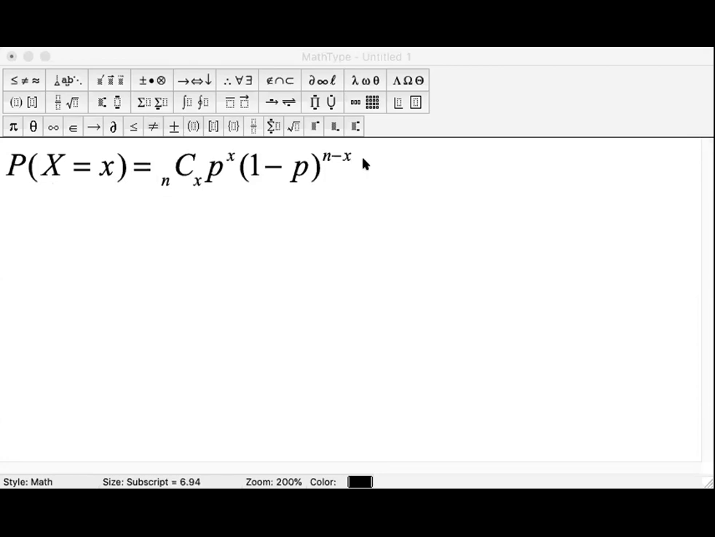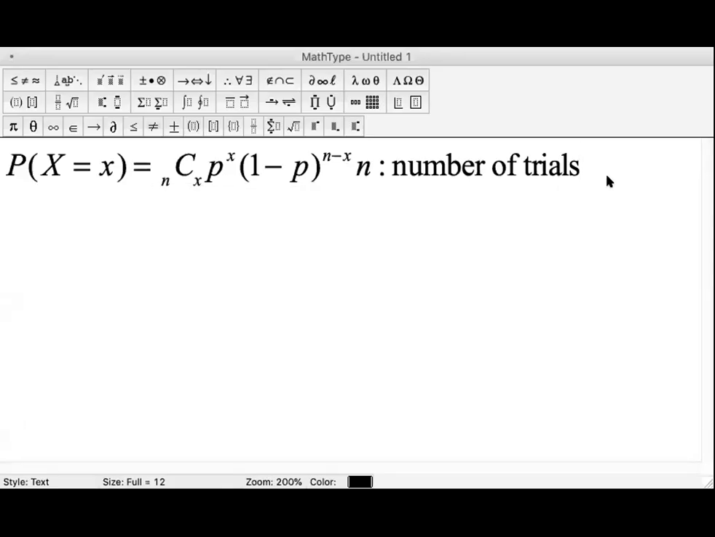So let's discuss what these variables n, p, and x are. N represents the number of trials. X represents the number of successes, and p represents the probability of having that success.